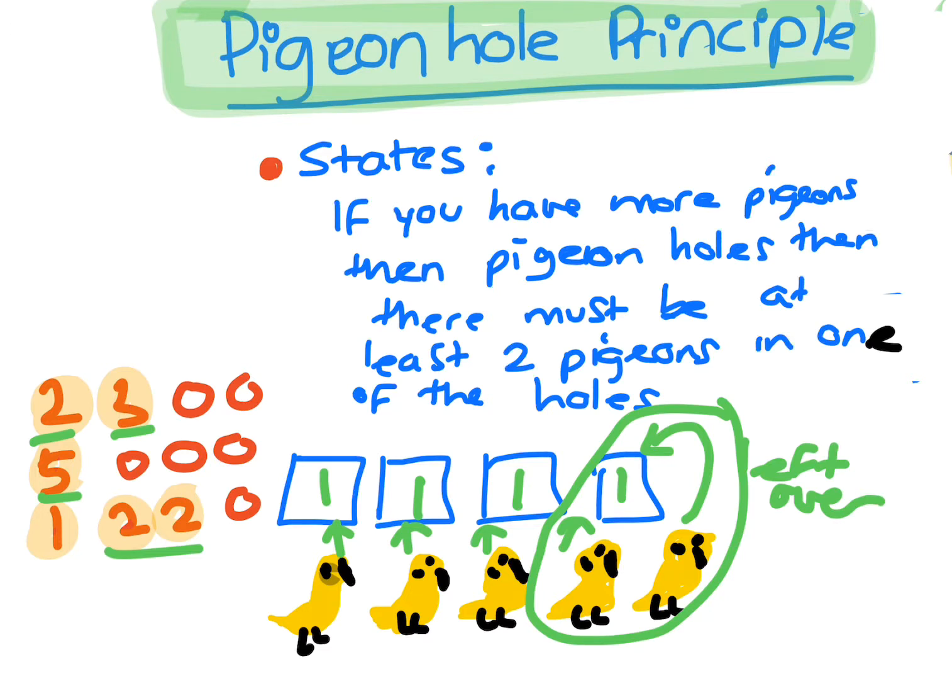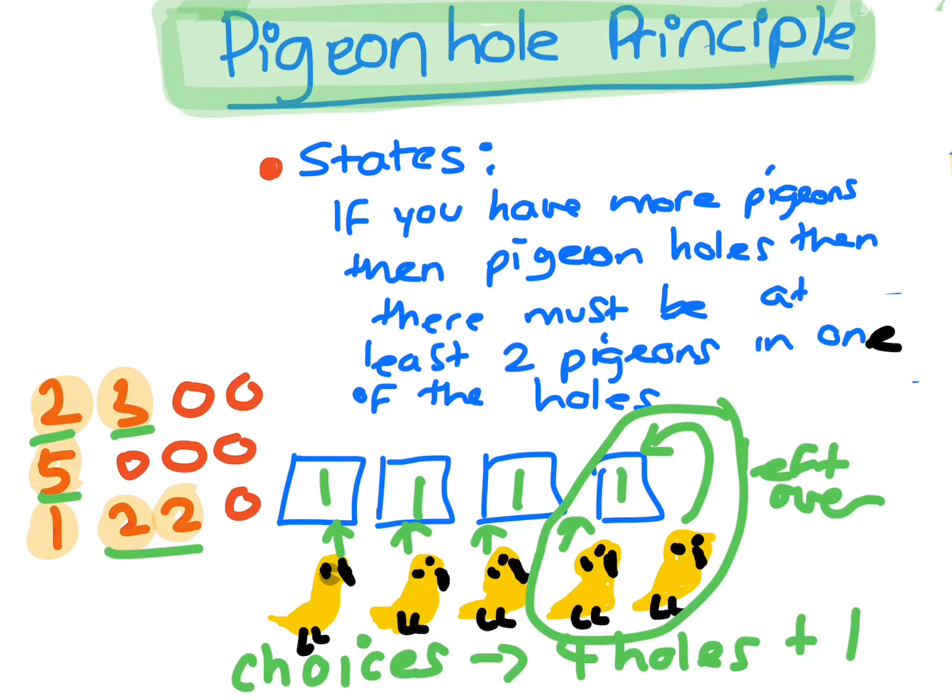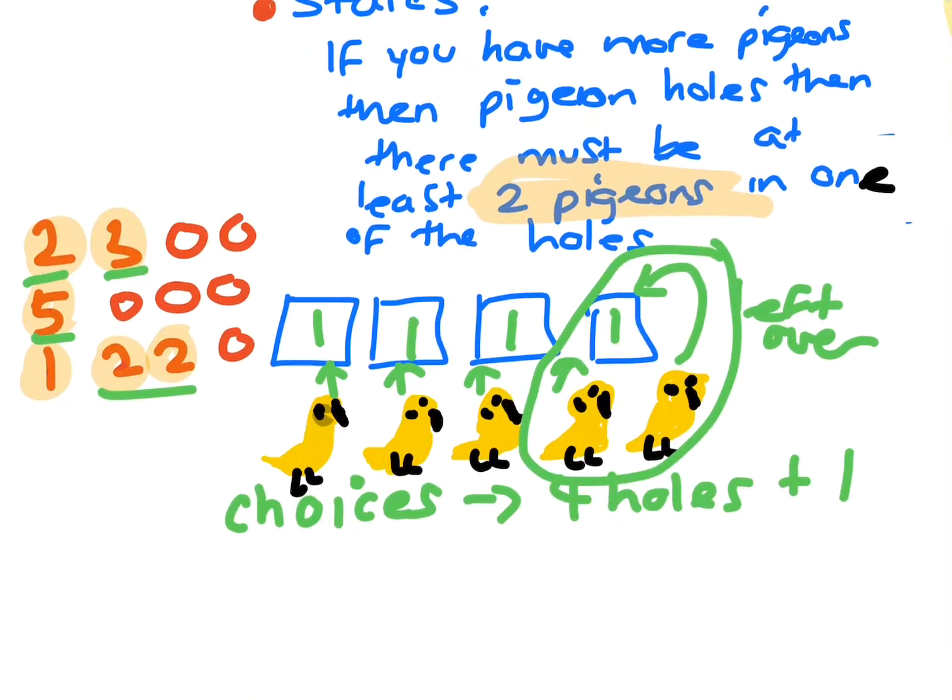So when you're working this out, what you need to do is get the choices that you have. Your choices is your 4 holes. So what are your choices? And with those choices, if you add 1 more, then you will have at least 2 pigeons in one hole. Okay, so have a think about this.